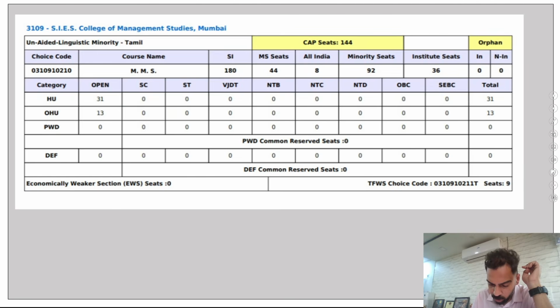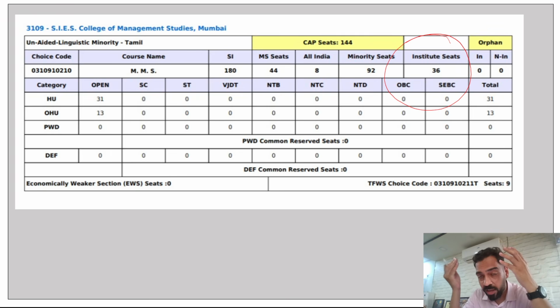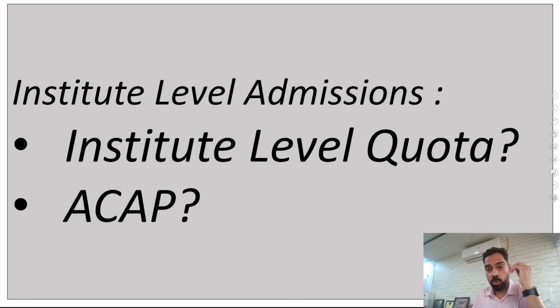But then there are certain colleges such as SIES. In SIES there are institute seats, a total of 36 seats. So there are certain colleges which have institute level quota, that is institute seats, and certain colleges which do not have institute level seats. But are you filling this form for these institute seats or some other seats? Let us try and understand. Particularly, you are filling this form for institute level admissions, sir. I repeat, you are filling this form for institute level admissions.